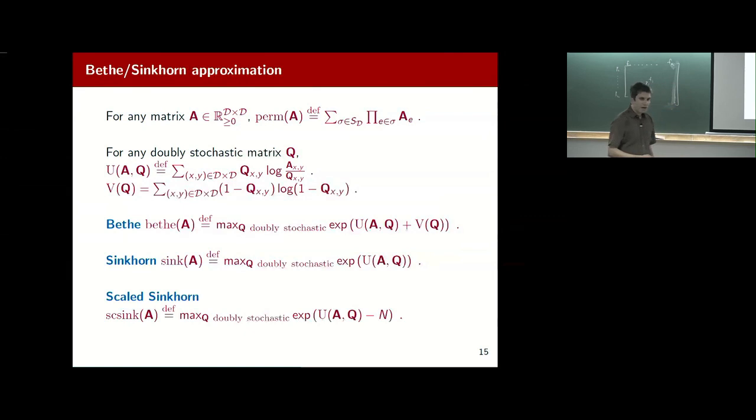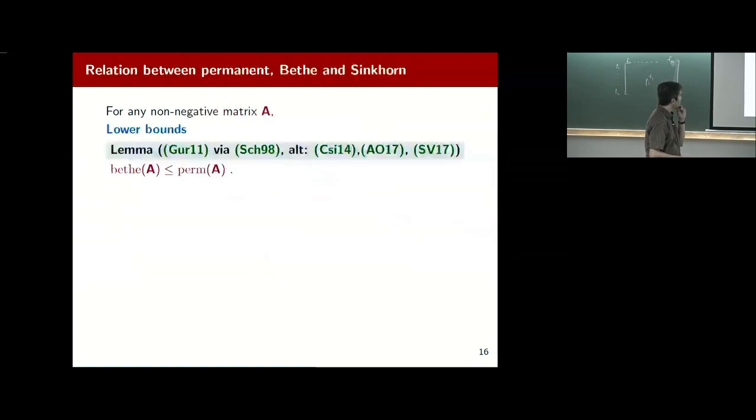Okay, so for our purposes, we're going to look at a slight scaling of this Sinkhorn approximation, which is just take this term and do a minus n in the exponent. So all this does is that, I'll explain what this does in a second. All right, so any questions?